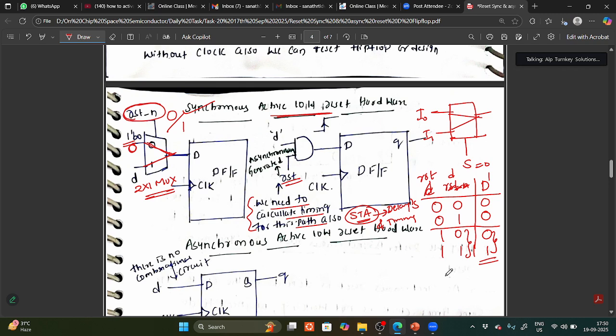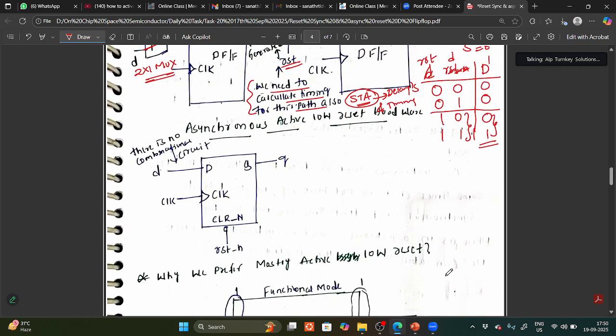Whereas in asynchronous active low reset, no combinational circuit is required. Whatever the active low reset is, you are directly connecting it, through the bubble, and from that we can say that this is active low reset, and this is D. There is no combinational circuit in this, so this is asynchronous. There is no extra circuitry for asynchronous reset, so that's why we can prefer asynchronous reset. And one more reason is there, that I will tell you.